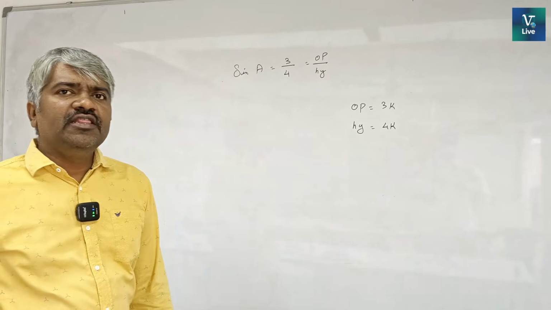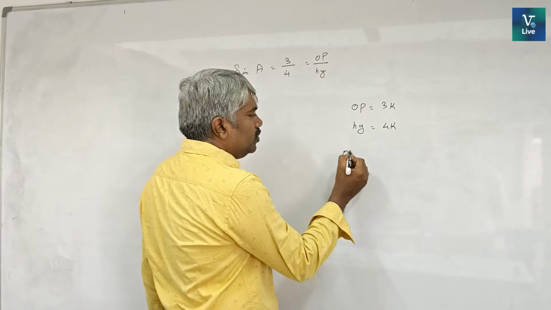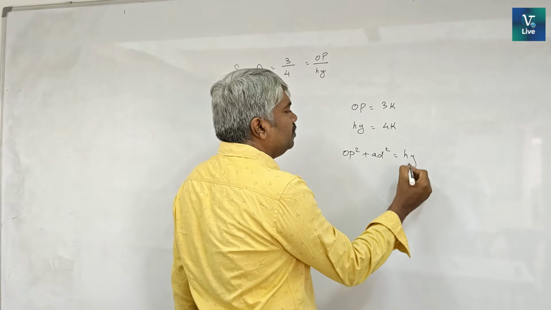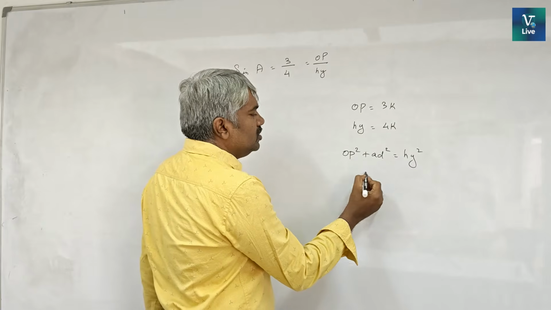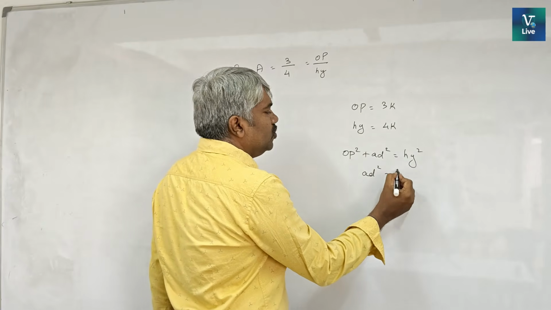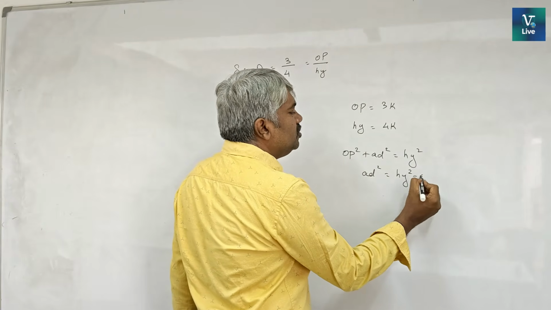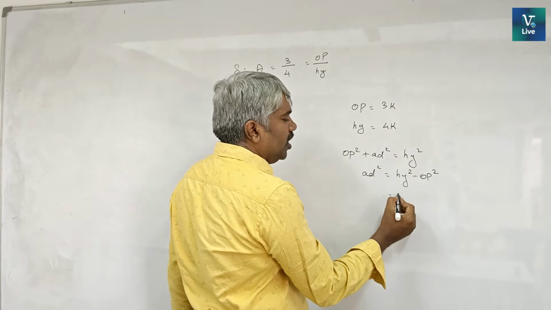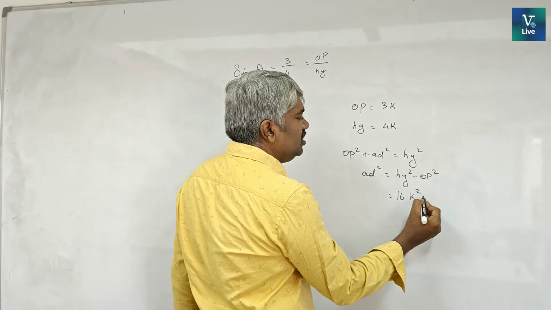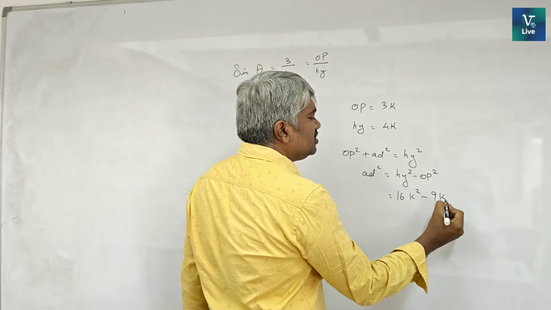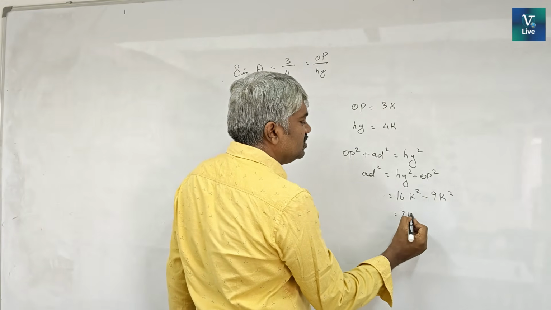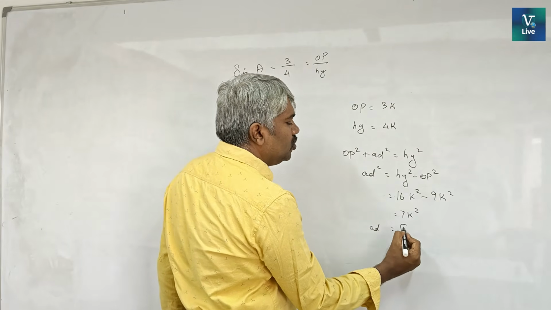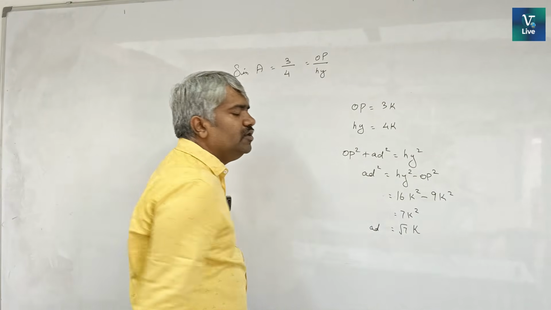Right, now we need to find the adjacent value. So opposite square plus adjacent square equals hypotenuse square. Since we need the adjacent value, you can take the opposite to the other side. So what's the hypotenuse value? 4k. So the square is 16k square minus 9k square, which is 7k square. Therefore, adjacent equals root 7 into k. Right?